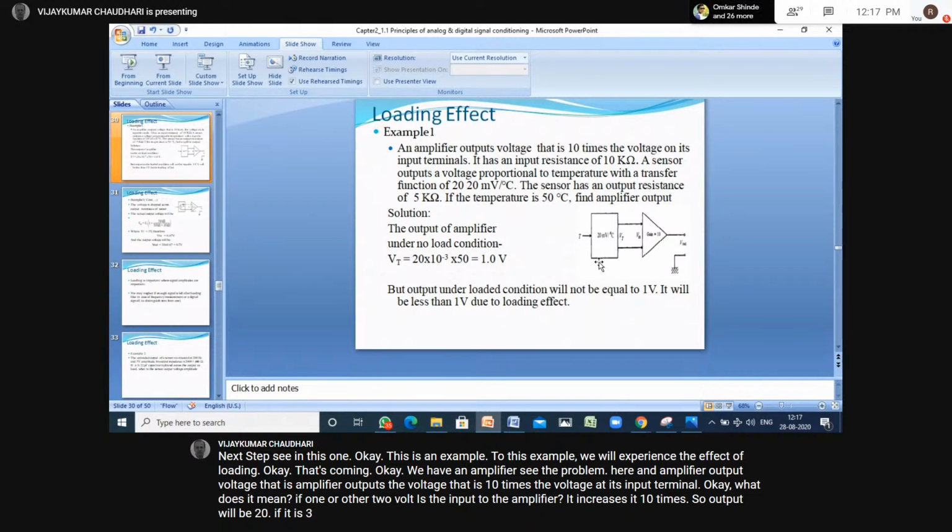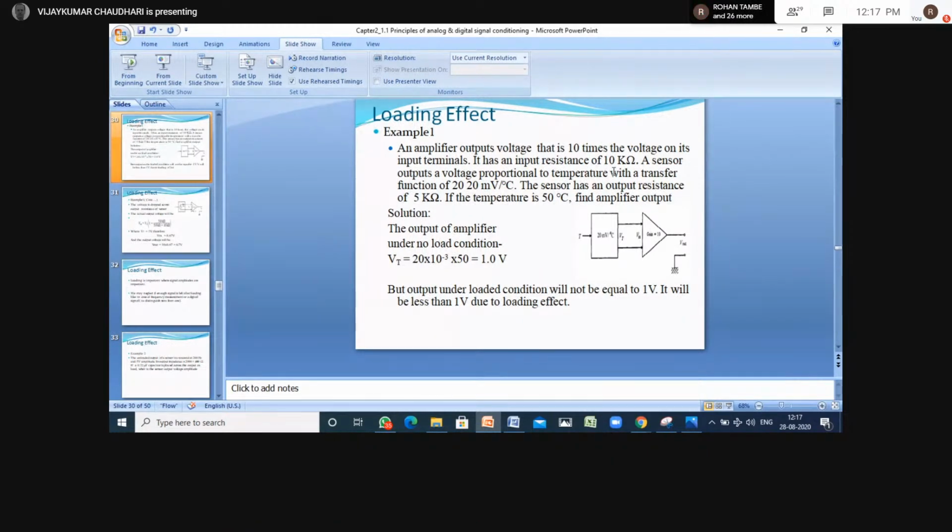It has an input resistance of 10 kilo ohm. So these are the properties given of the amplifier. Where is the amplifier? See, this one is the amplifier. Its gain is 10, and its input resistance, or internal resistance, is 10k. So gain is 10, and internal resistance is 10k.